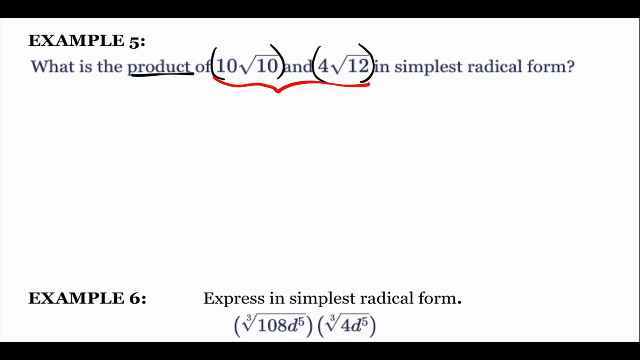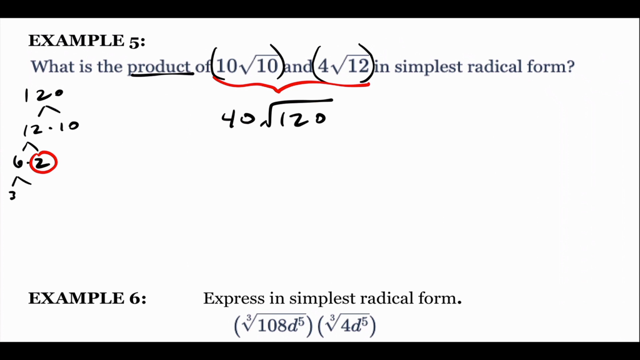You multiply what's in front. So 10 times 4, 40. Since they're both square roots, I can multiply the square root of 10 and the square root of 12. What's 10 times 12? 120. There's the multiplying part. It's done. The last step is simplify. Do what we've been doing. Simplify 120 till you can't simplify it anymore.